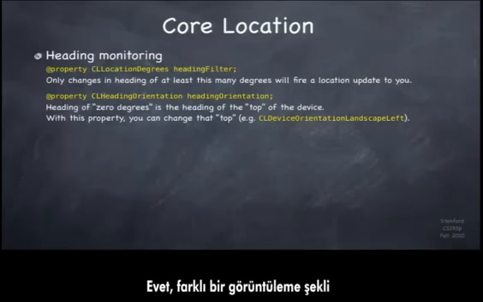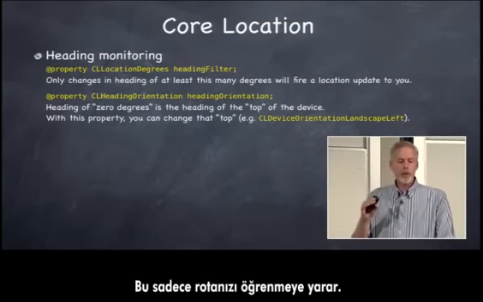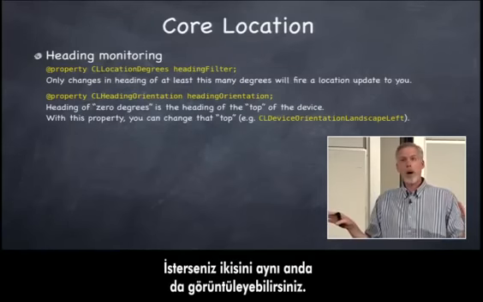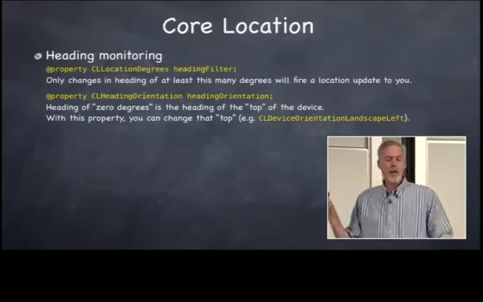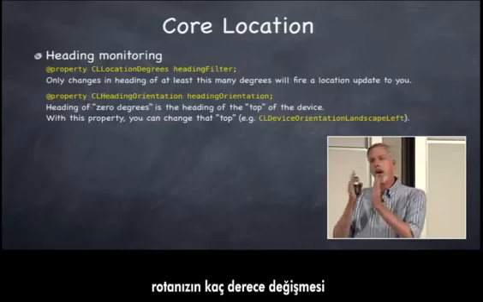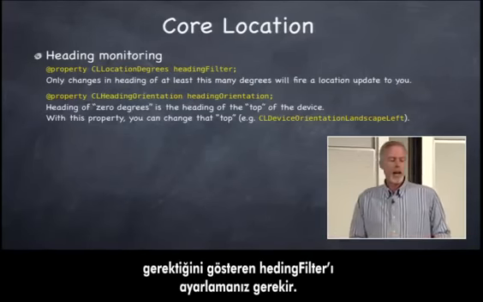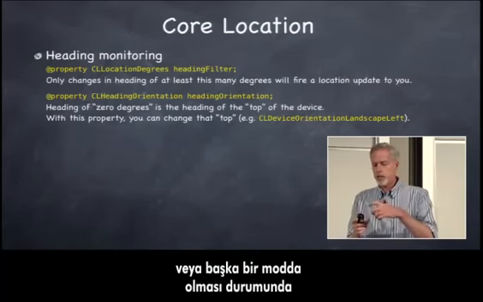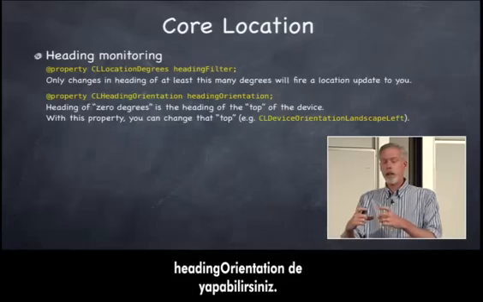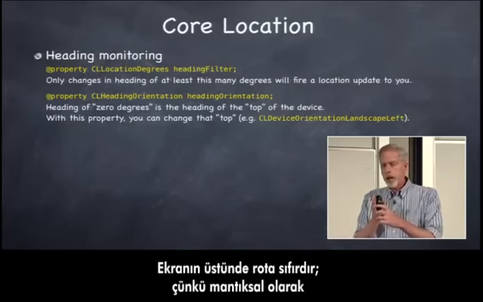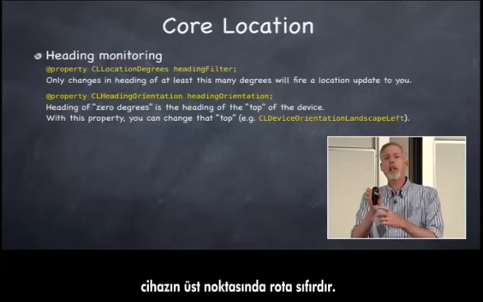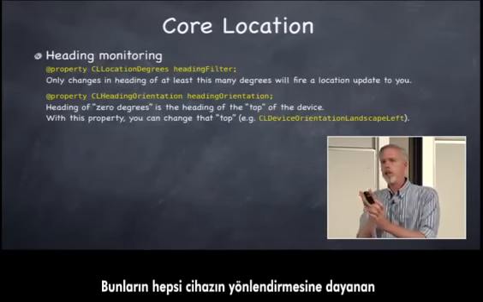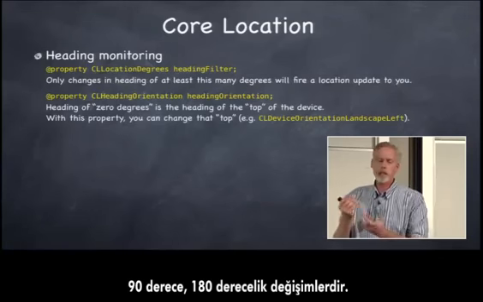All right, a different kind of monitoring: heading monitoring. So this is where you just want to know your heading. Heading is monitored separately from location. You can be monitoring both at the same time, that's perfectly fine. But you have to set your heading filter, which is how many degrees of heading change before you're going to get an update. And then you can also adjust the heading orientation in case your app is currently in a landscape mode or something. You can make it so that the heading is 0 at the top of the screen, because normally it's 0 at the top of the device. All this is just an offset, 90 degrees, 180 degrees, depending on the orientation of the device.